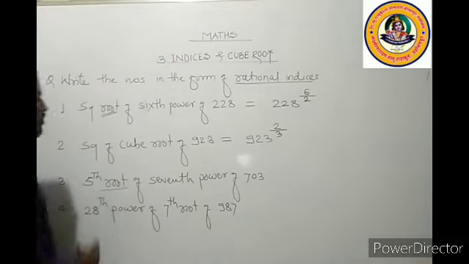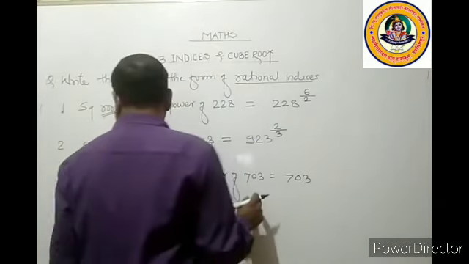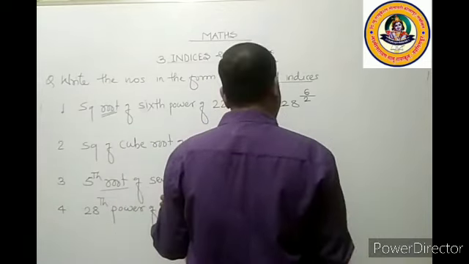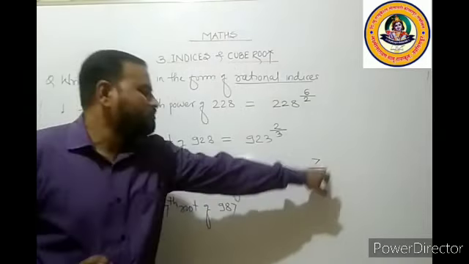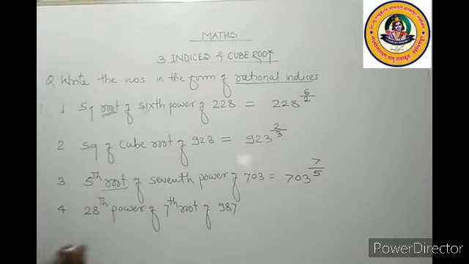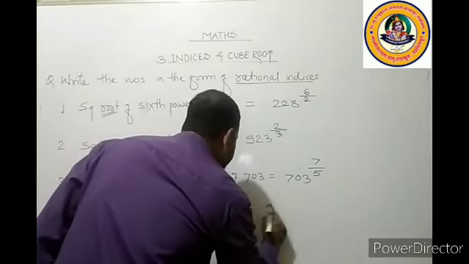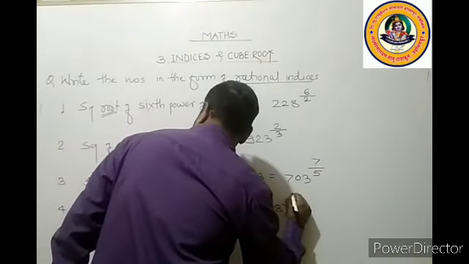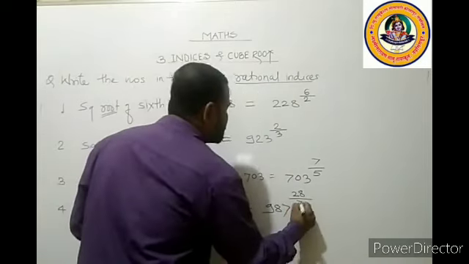Third example is the fifth root. It starts from the root. Fifth root, that means here 703, that is the base. Fifth root in the denominator. Fifth root of the 7th power, the power is the 7th of 703. That means the fifth root of the 7th power of 703. And the last one, 28th power. It starts from the power. The 28th power of 987, power in the numerator, that is the 28th power of the 7th root, that is the 7th root of 987.